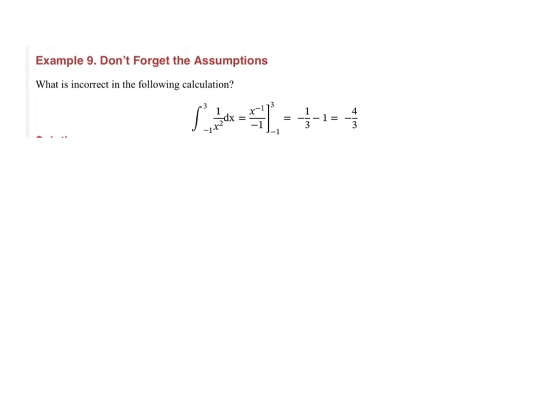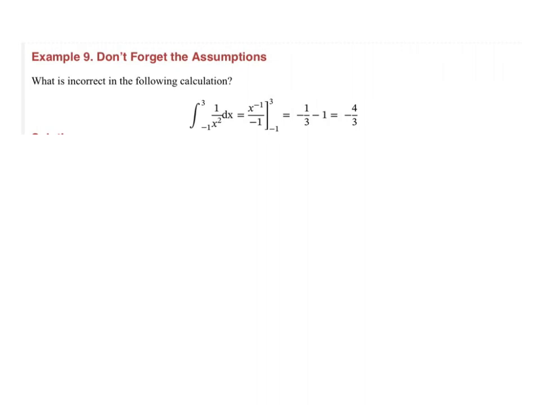Okay. One last one. This is example 9. It says, what's incorrect with the following calculation? What's wrong with that? So they allowed this 1 over x squared business. This is the function, 1 over x squared. They allowed this function here to be x to the negative 2. And then they found its antiderivative to be x to the negative 1 over negative 1. So they added and they divided by the new thing.